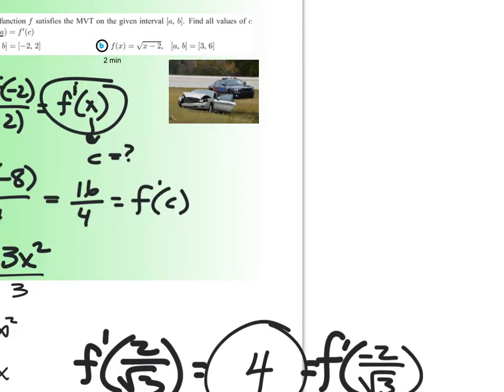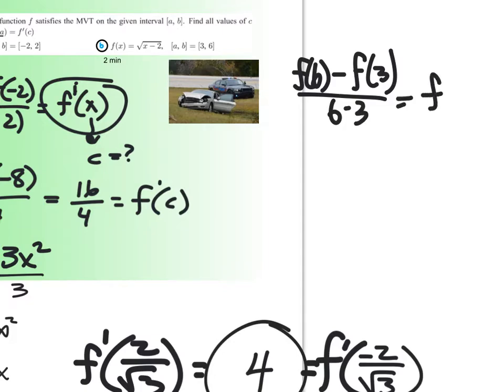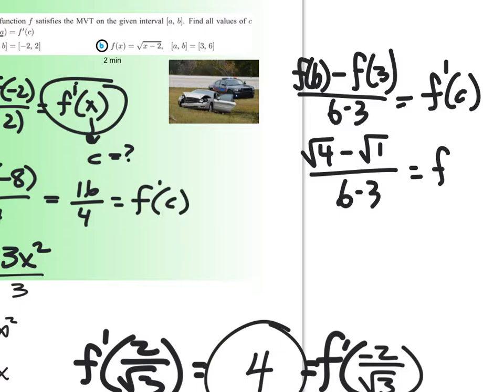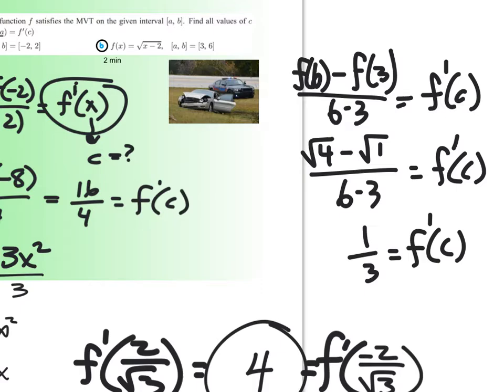Alright, let's also attempt this on part B here. So let's show that f of 6 minus f of 3 over 6 minus 3 equals f prime at some value c. Okay, so f of 6 would be the square root of 4. F of 3 would be the square root of 1 over 6 minus 3. So we're going to find the value c for which this is true. So that'd be 2 minus 1, which is 1 over 3. We want to know where on the function our derivative would equal 1/3.